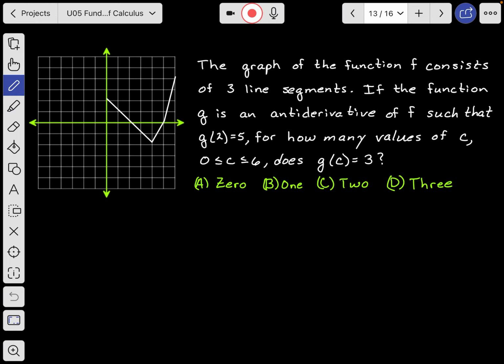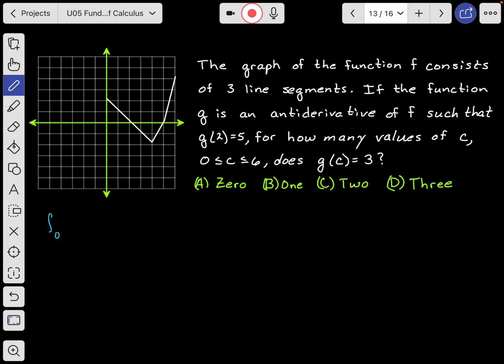Okay, now we're back to a graphical problem. The graph of the function f consists of 3 line segments. If the function g is an antiderivative of f such that g of 2 equals 5, for how many values of c between 0 and 6 does g of c equal 3? Okay, so we know that g of 2 equals 5. Let's start with that. We need to figure out, well, what is the initial amount? So we can use the fundamental theorem to find that initial amount.